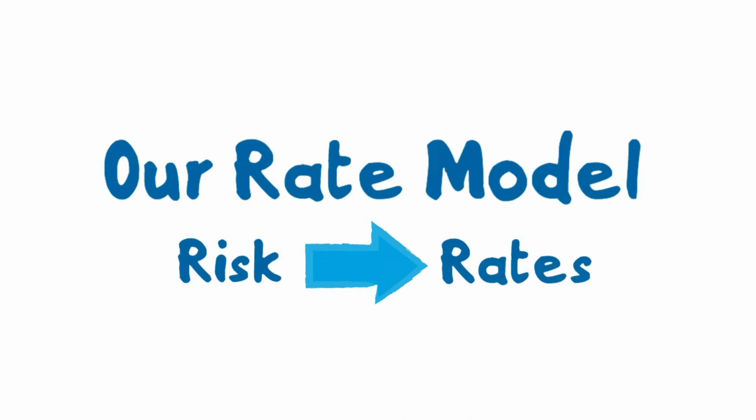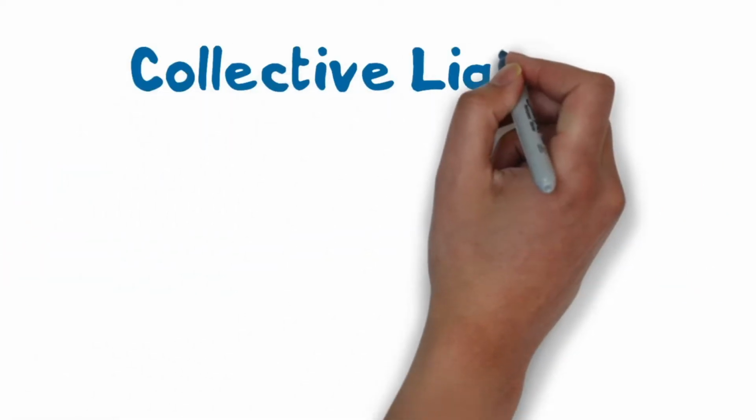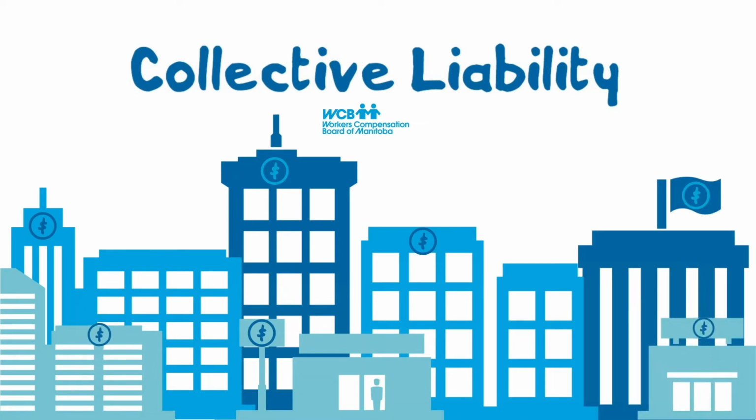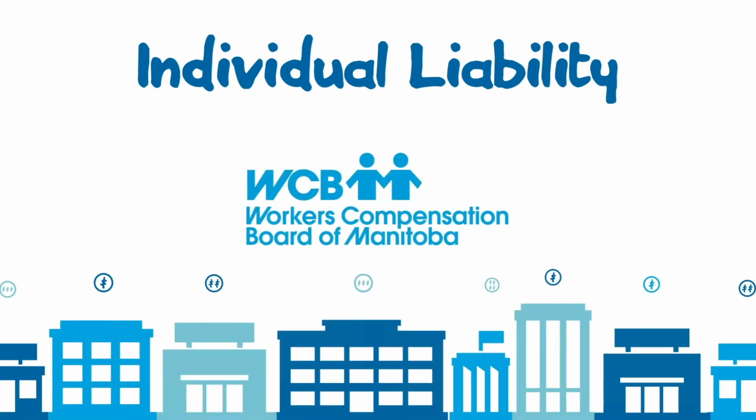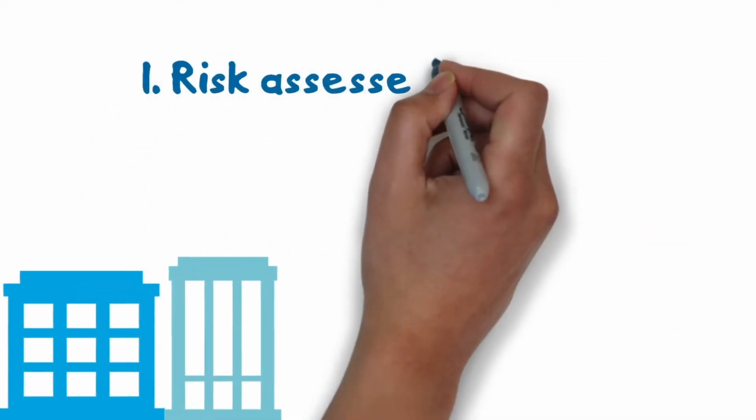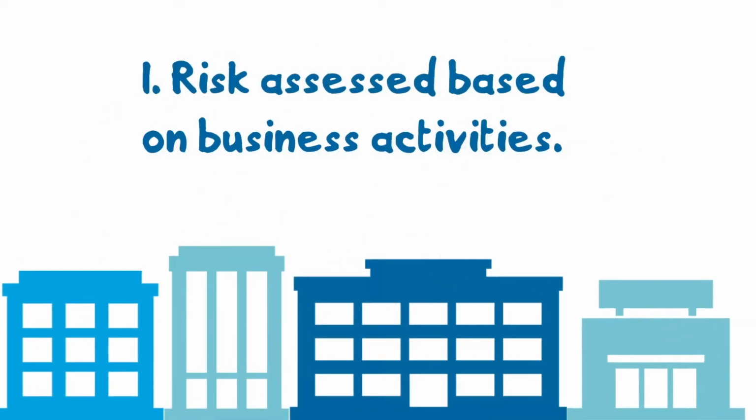The WCB system is based on a blend of collective liability, where everyone pays to cover the costs of injuries among all insured workplaces, and individual liability, where individual firms pay to cover only the costs of injuries in their workplace. First, we assess your risk based on your main business activities.